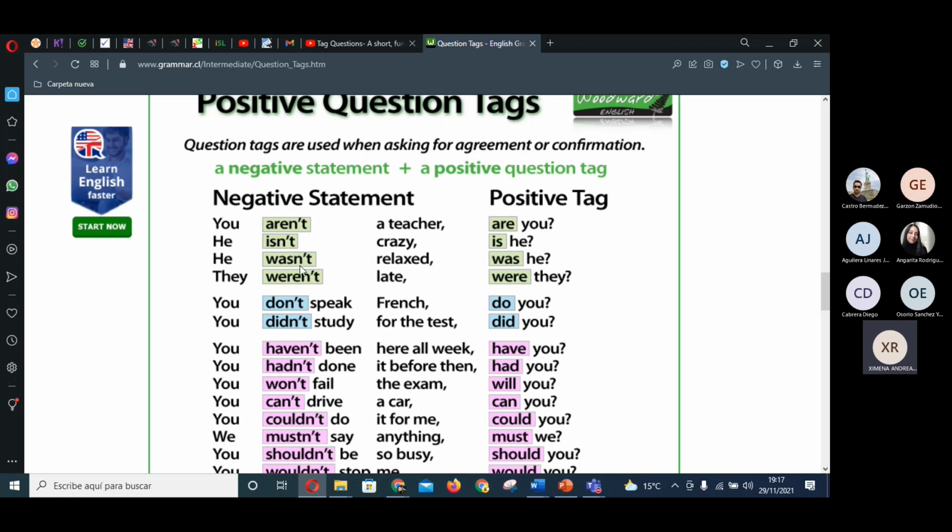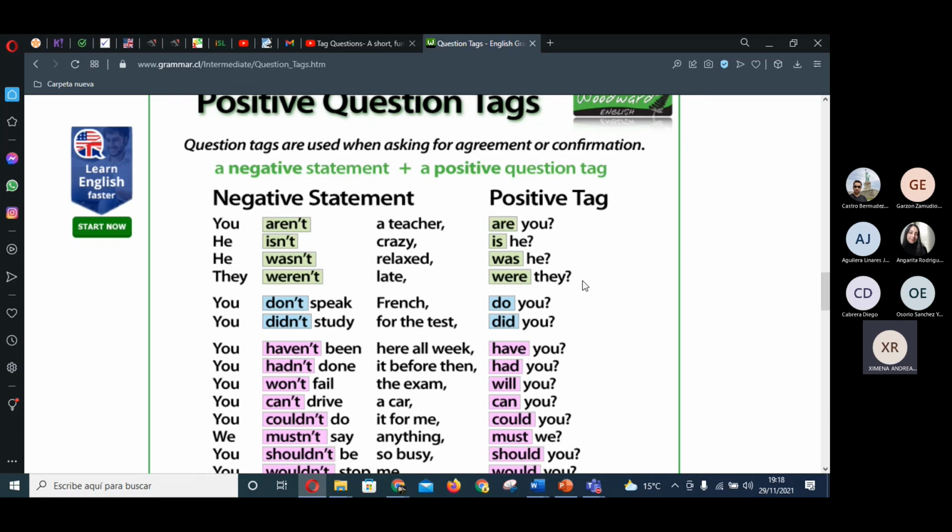Donde recordamos que el pasado, el verbo to be es was o were. O si es negativo, wasn't and weren't. He wasn't relaxed. Was he? They weren't late. Were they? Importante, una vez más, identificar el tiempo gramatical, identificar el verbo o el auxiliar que debemos usar, si es un verbo pues diferente al verbo to be.